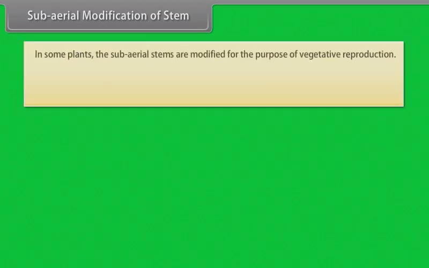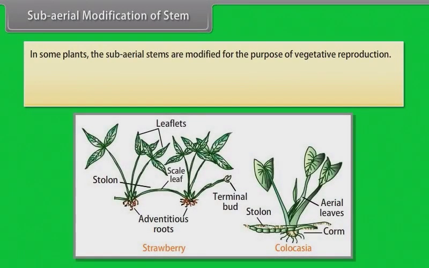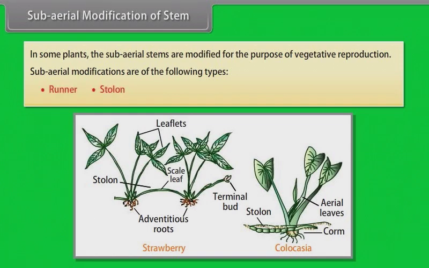Subaerial modification of stem. In some plants, the subaerial stems are modified for the purpose of vegetative reproduction. Subaerial modifications are of the following types: runner, stolon, sucker, and offset.